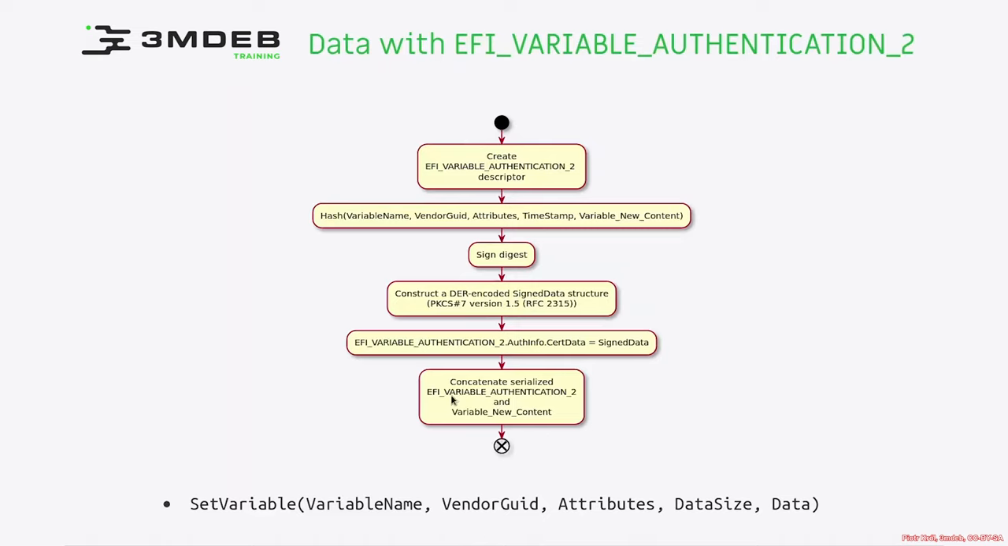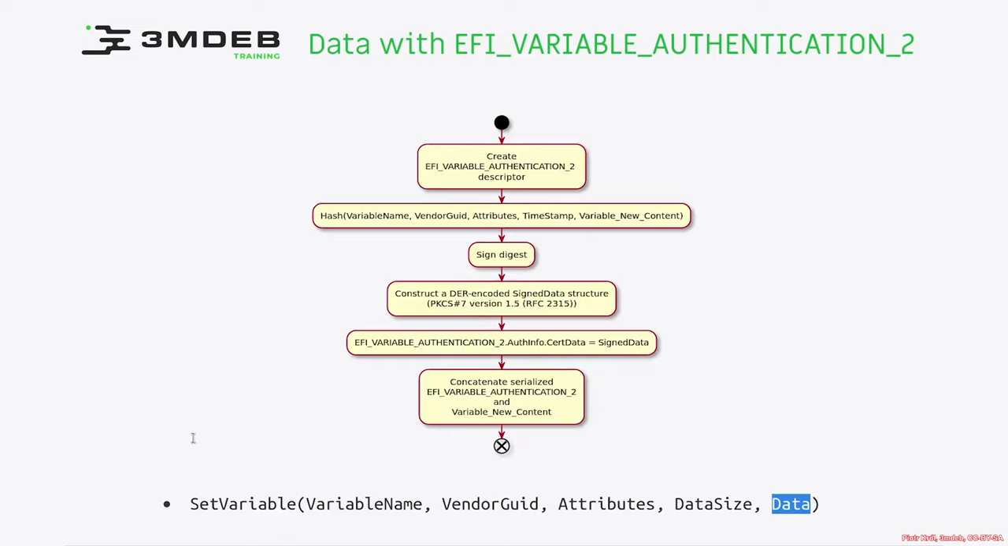Then we have to concatenate the serialized authentication 2 descriptor with the new variable content. And then we can provide parameters to SetVariable: variable name, vendor GUID, attributes, data size, and then data as our concatenated serialized content. Luckily, there are some tools to automate that process.